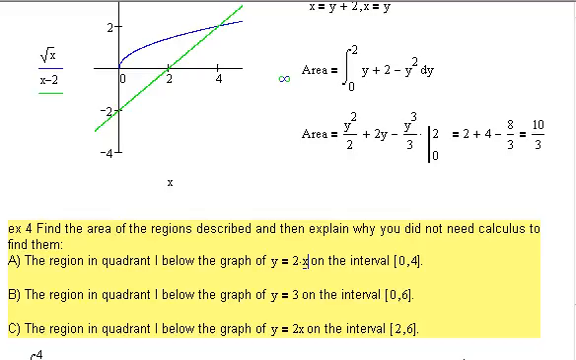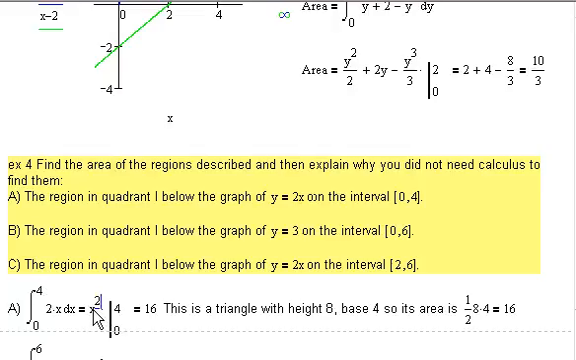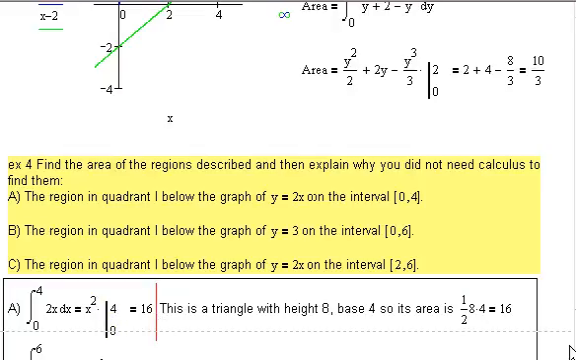And so, a right triangle with height 8 and base 4, the area is 1/2 of 8 times 4, which is 16. But notice if we did calculus, the integral from 0 to 4 of 2x dx: integrating 2x gives x squared. Put in 4, we get 16. Put in 0, we get 0. 16 minus 0 is 16, so it's just what we thought it would be.